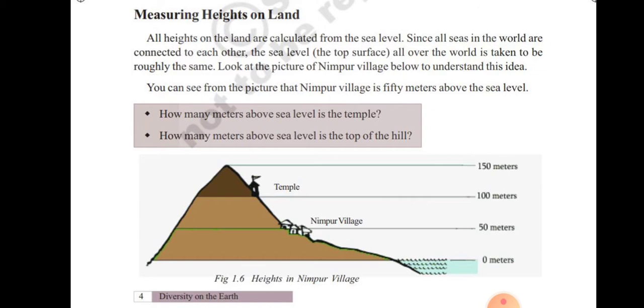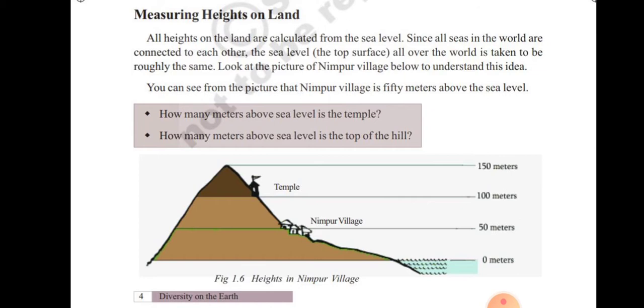How many meters on the sea level? First it starts from 0 meters. So the height of this Nimpur village, for example, the Nimpur village is on 50 meters, the temple is on 100 meters, the total height of the mountain is 150 meters. So the mean sea level is measured from 0.